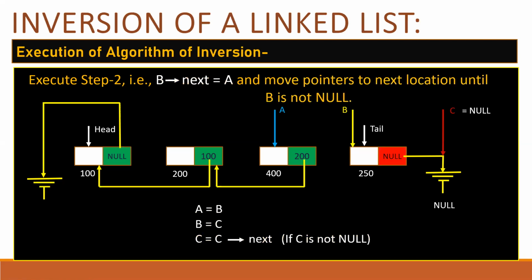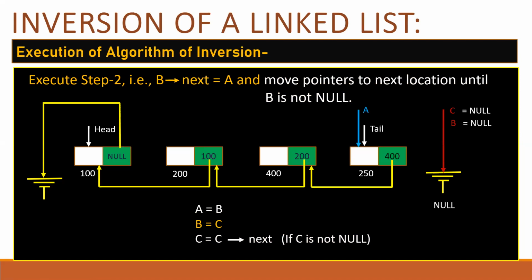So we again connect B to the previous node. Similarly, as we have done for the previous 3 nodes, it contains the value 400, and as soon as it contains 400, it connects to the previous node. And now again moves one step ahead. A equal to B means A moves to the B location. B equal to C means the address of C is transferred to B, means C is already null. Therefore, B becomes also null.